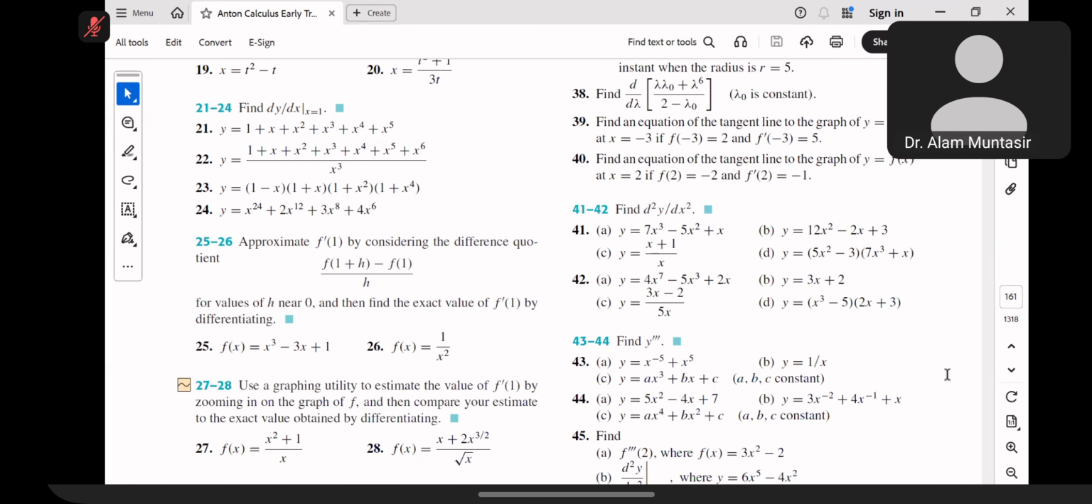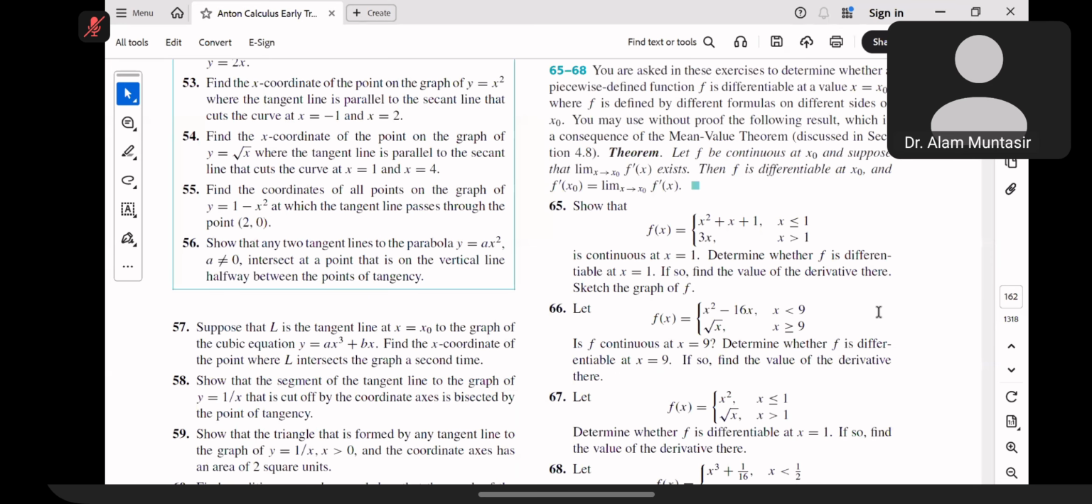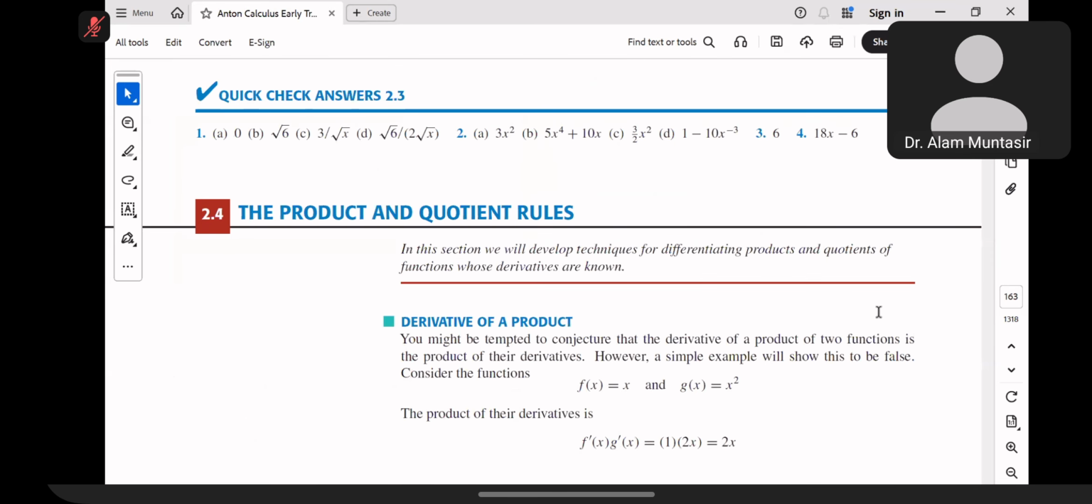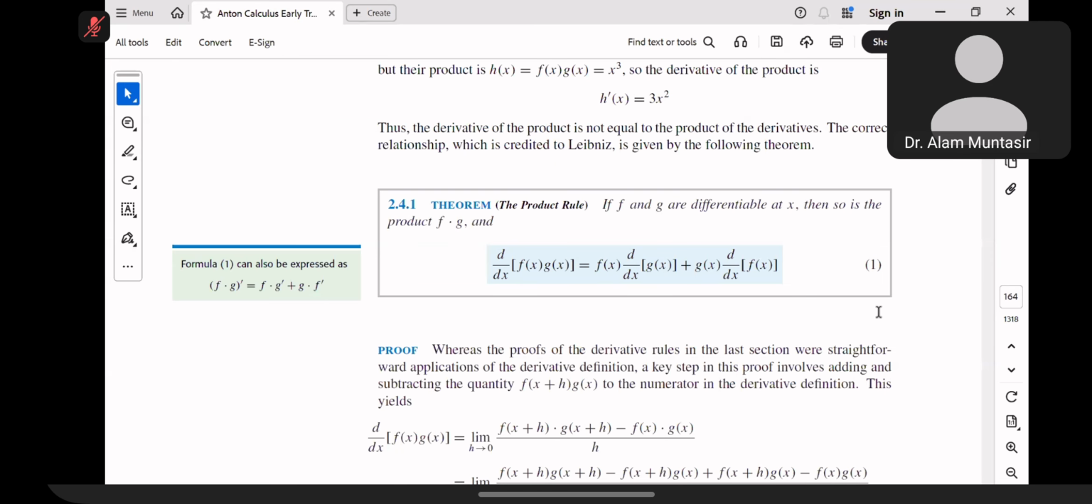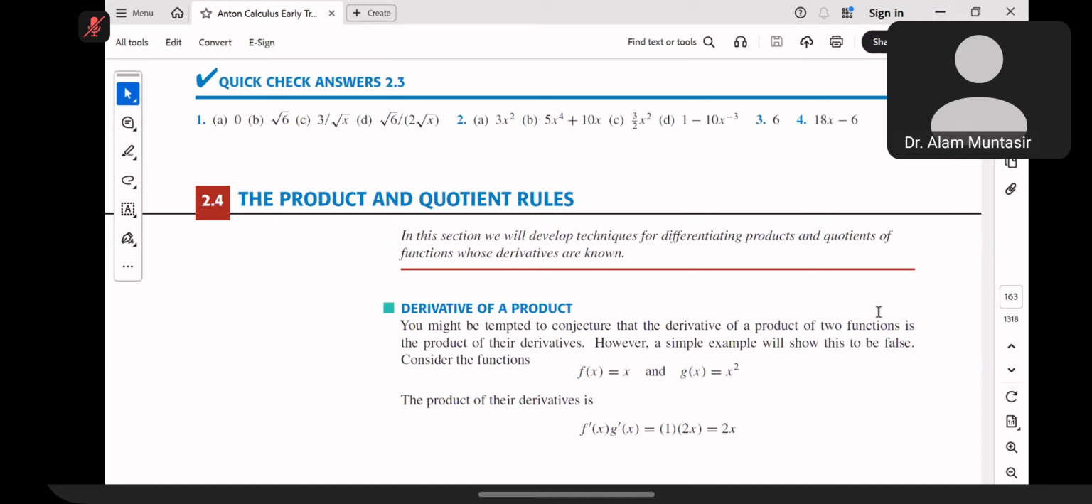Yeah, so we are done with this chapter. Now moving to the next chapter. The next chapter is 2.4, which gives us two specific rules of differentiation. One is the product rule, another one is the quotient rule. So the product rule means taking the differentiation of the product of two functions.